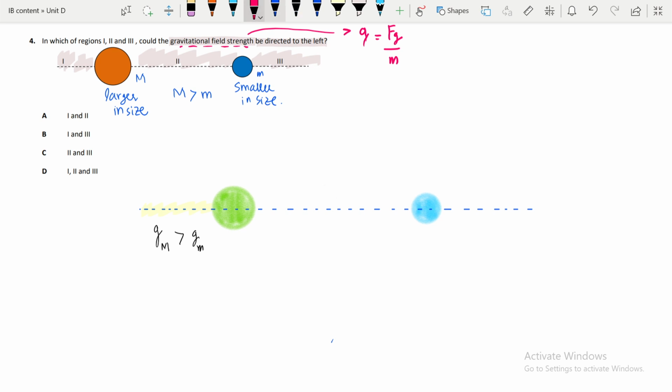That's why, and both fields have the same direction, that is towards the masses. So we can say the net field strength should be towards the right side. So region 1 is not possible.